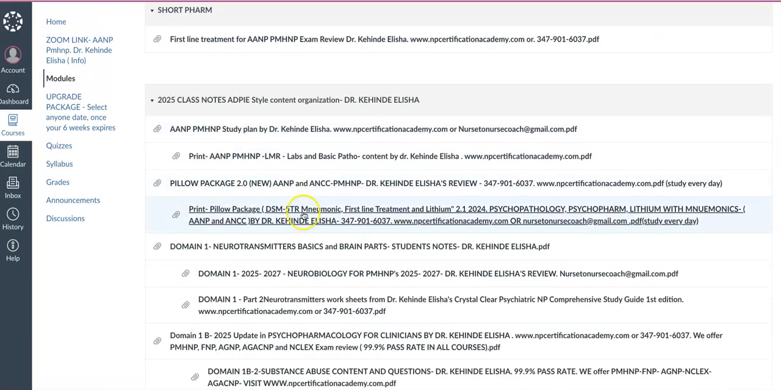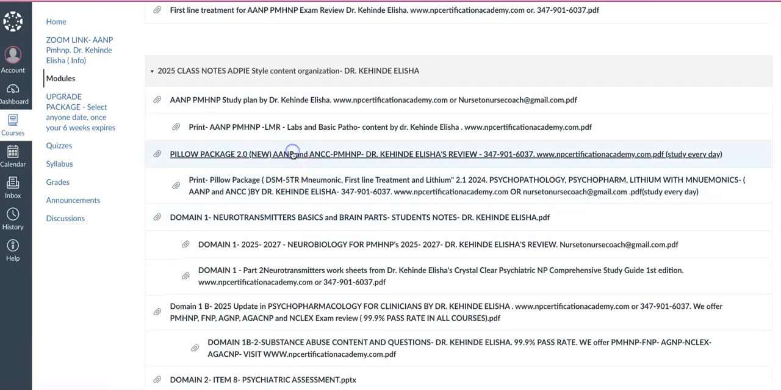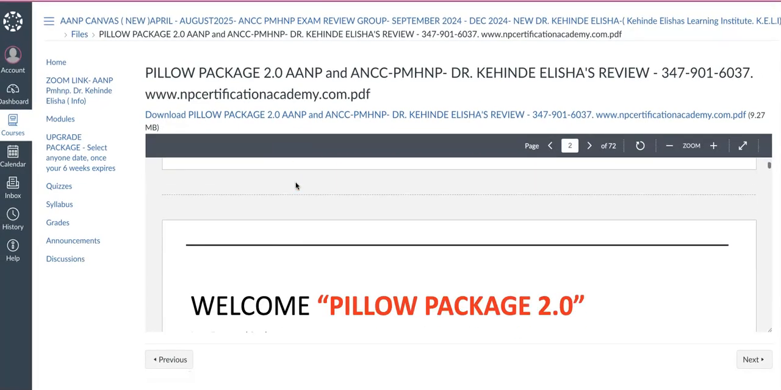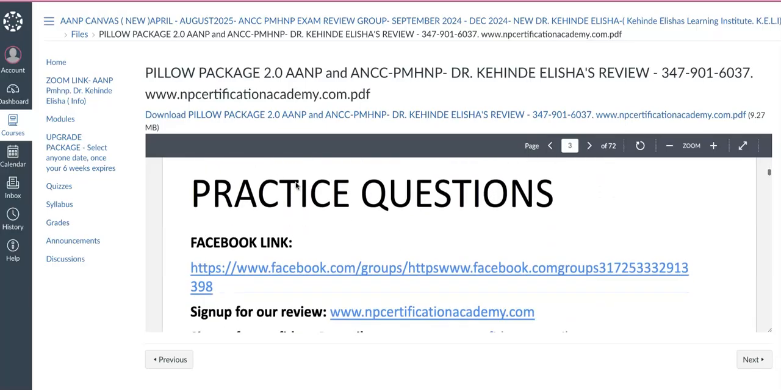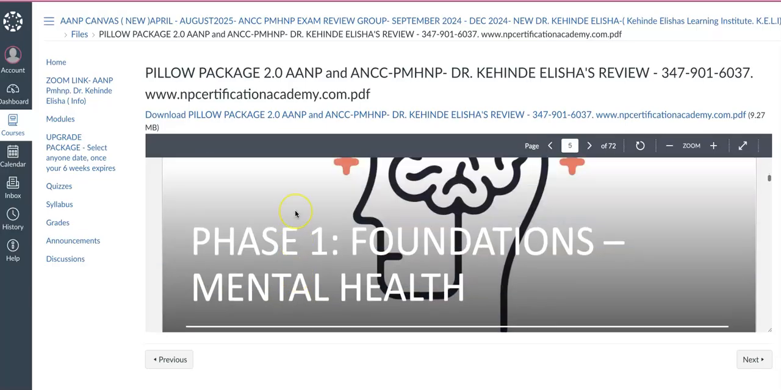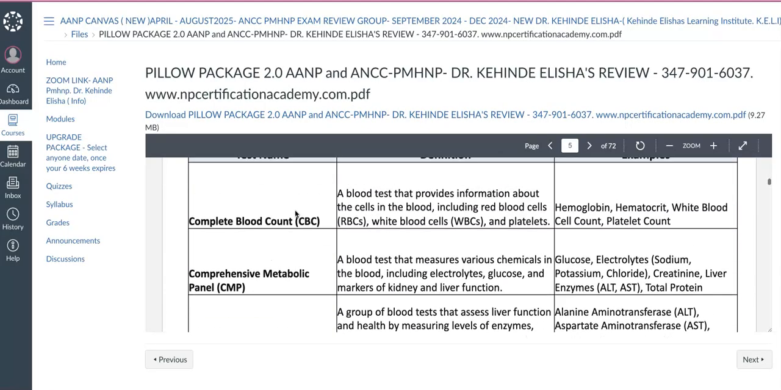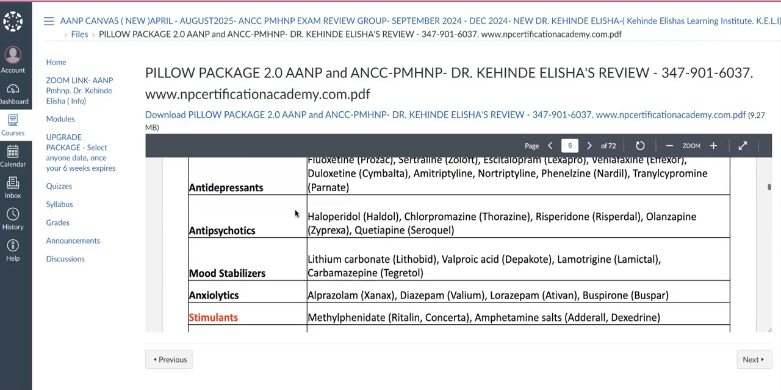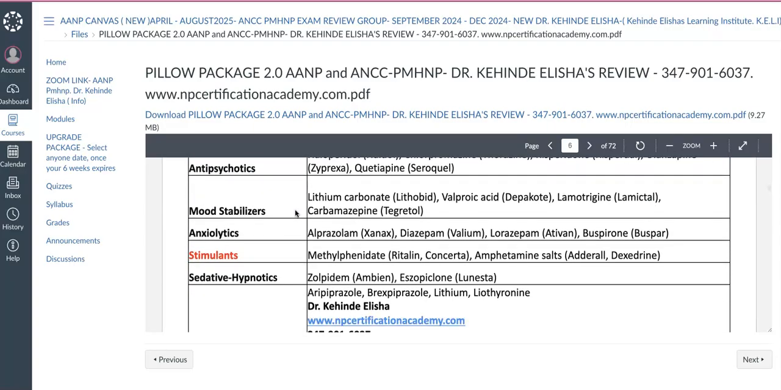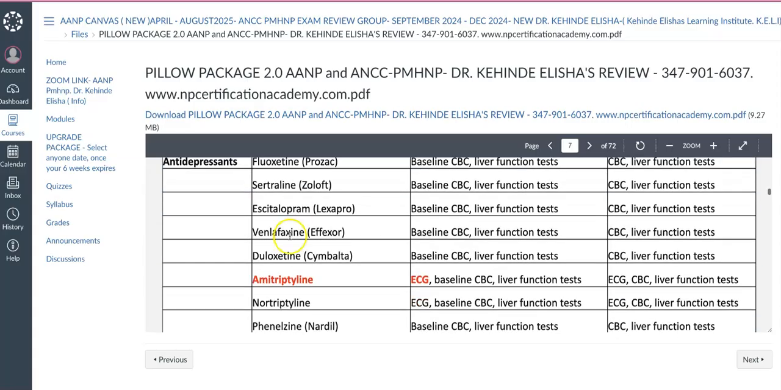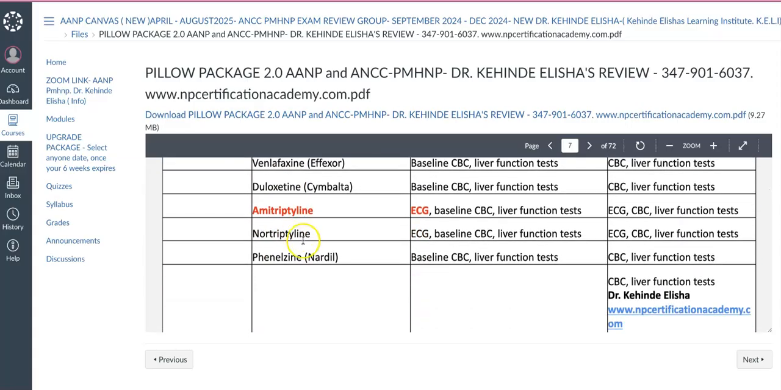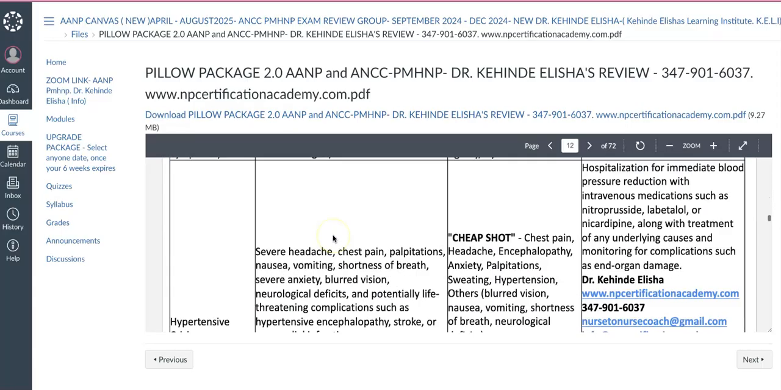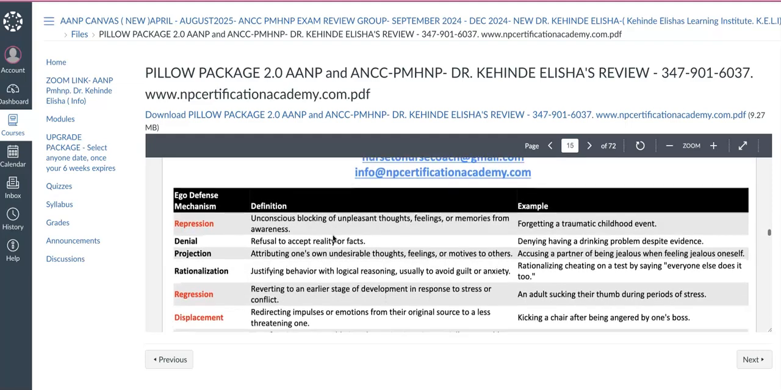I'm now going to move to another content. This one says Pillbox Package 2.0. By the time you start looking at everything, you will see that things are actually repetitive. With the Pillbox Pack, we see phase 1 foundations. We have complete CBC, complete metabolic panel, liver function test, antidepressants, antipsychotics, mood stabilizers, anxiolytics, stimulants. So this is kind of nice, but it was a little bit bulky, so I highlighted the areas that you need to focus on. But it doesn't mean that the other areas are not important.